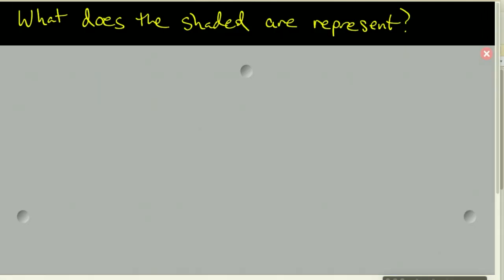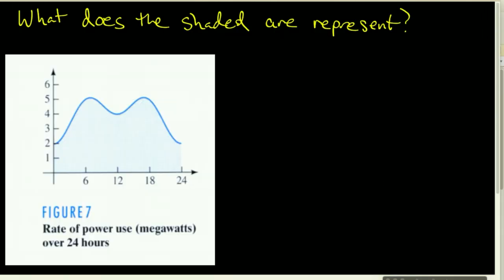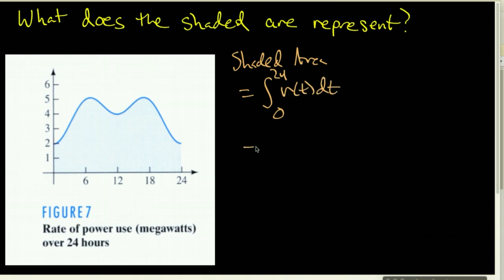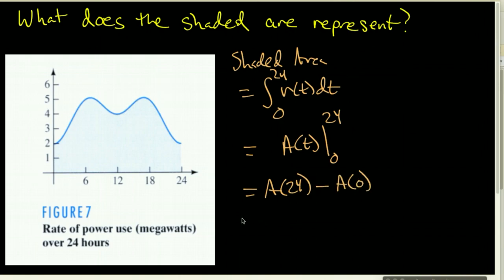The next part of this question was, what does the shaded area represent? Well, let's see. Mathematically, the shaded area is the integral between 0 and 24 of the rate function. And that is going to be the amount function as we go from 0 to 24. So this is going to be the amount of electricity used in the 24 hours. So this represents the daily electric use.